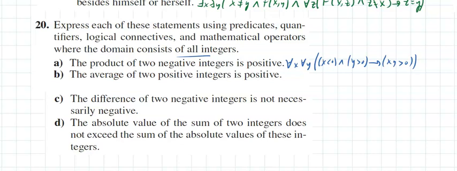Now, the average of two positive numbers is positive. Again, for any two numbers that you choose, if the first one is positive and the second one is positive, then the average of the two is always positive.